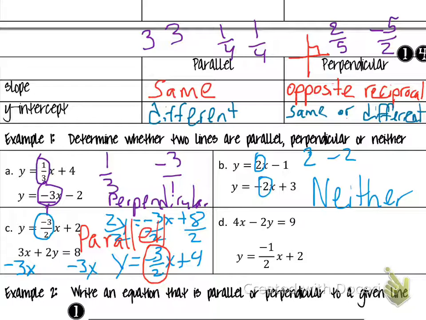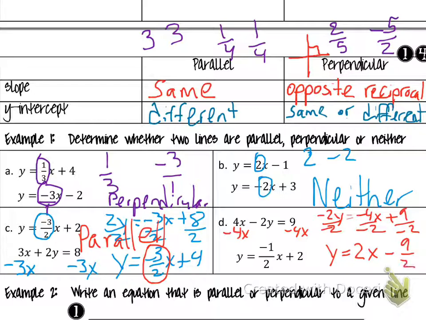D, I have to change this one again like the last one. So I'm going to subtract 4x. So you're going to have negative 2y equals negative 4x plus 9. Then you divide everything by negative 2. So y equals negative 4 divided by negative 2 is a positive 2. And then that can't reduce, so I'm just going to keep it a fraction. So my slope here is 2.